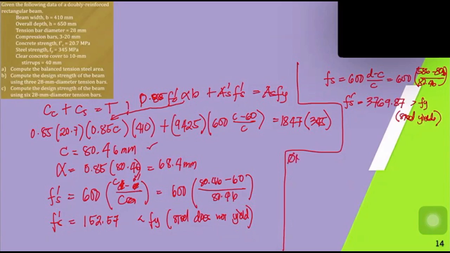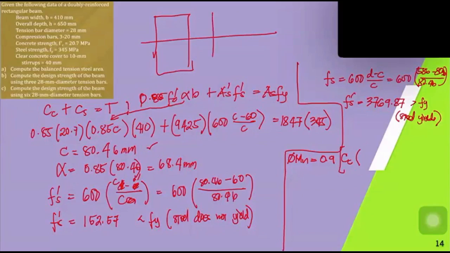That is equals to, what is your phi? Again, it is tension control, so 0.9 pa rin. So what is your CC? So this is compression due to concrete. Ang moment arm, so this is tension. This is for compression due to concrete. Saka meron kang compression due to steel.